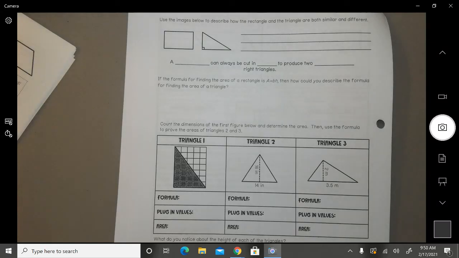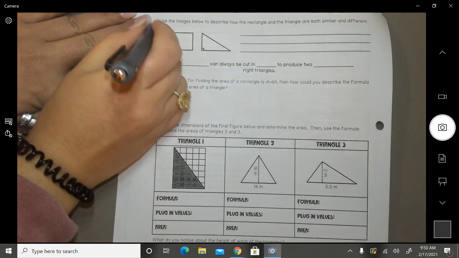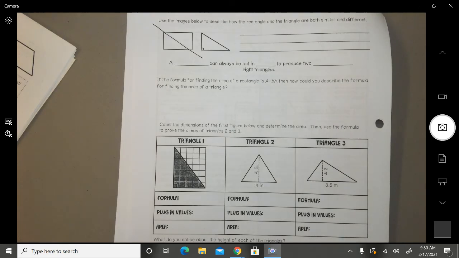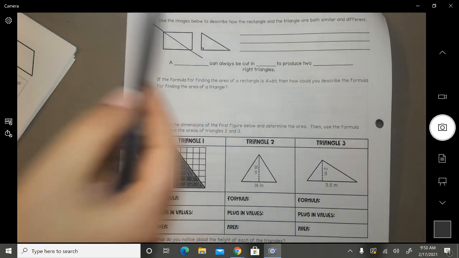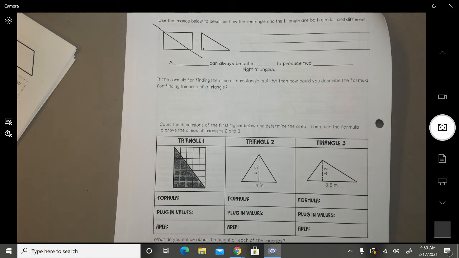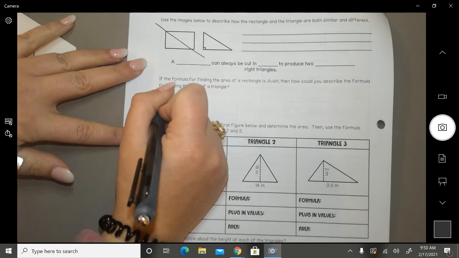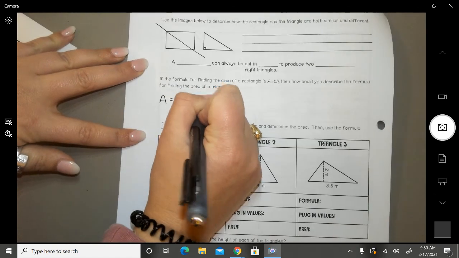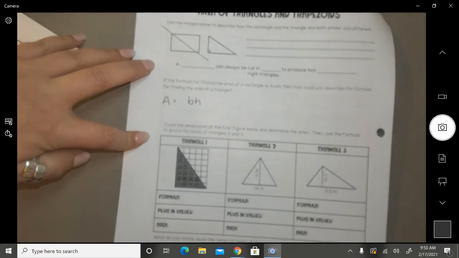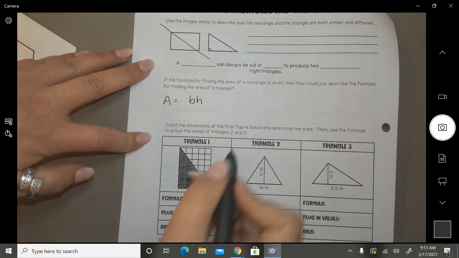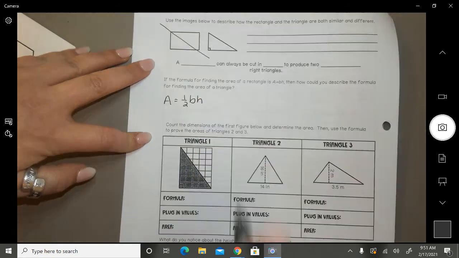All right, so we're going to talk about finding the area of a triangle and the area of a trapezoid today. So a triangle is half a rectangle, because if I split this rectangle in half, I've got two triangles, right? What's the area of a rectangle? How do I find it? Area equals length times width, or area equals base times height. Because I cut my rectangle in half to get a triangle, I make it a half.